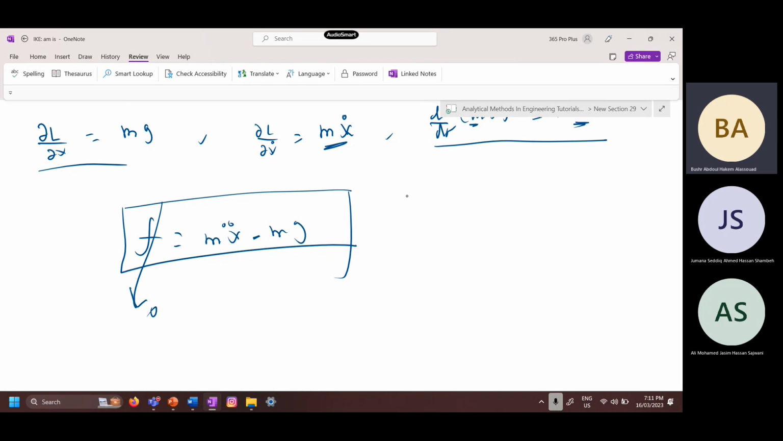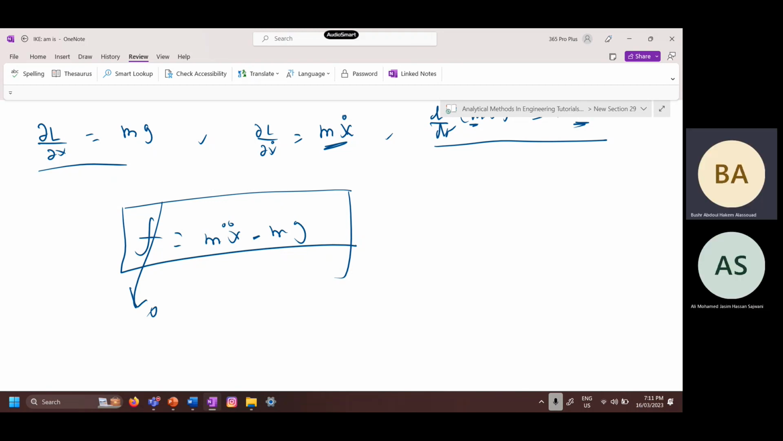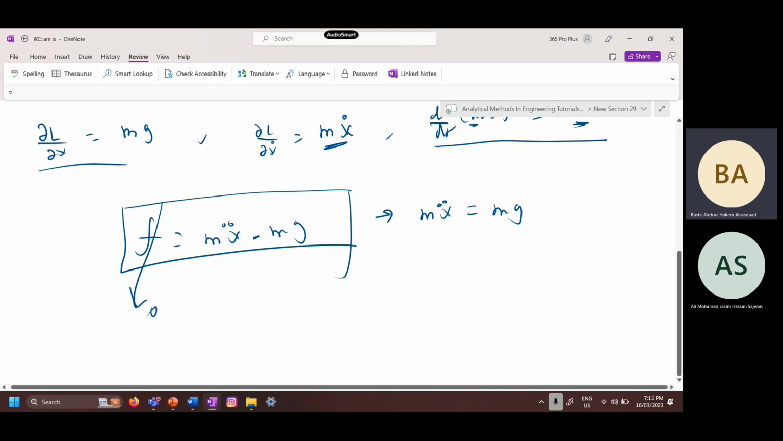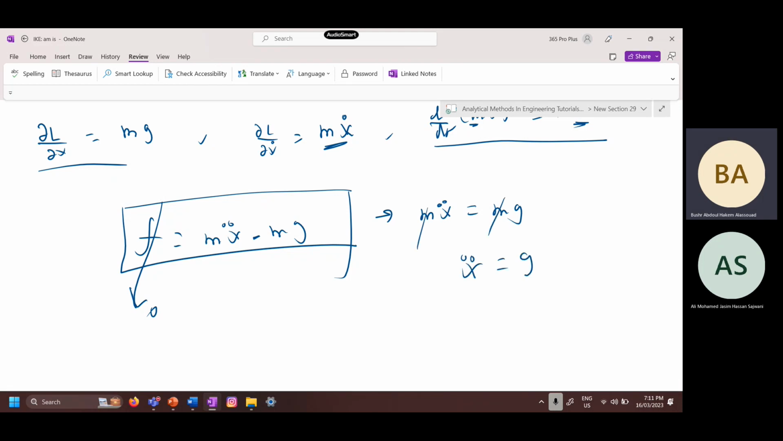You need to understand this topic. I'm not sure if it's going to be in your midterm, but just understand it for your information. So if you're having conservative forces, the summation, or you can say F, is going to be equal to 0, which will give you the following expression: m x double dot equals mg, because we took this to the other side. You can see that we can cancel the m's and you'll get x double dot is equal to g, which is equal to 9.81 meters per second squared.